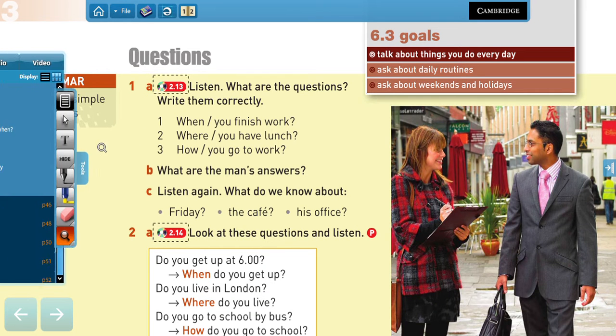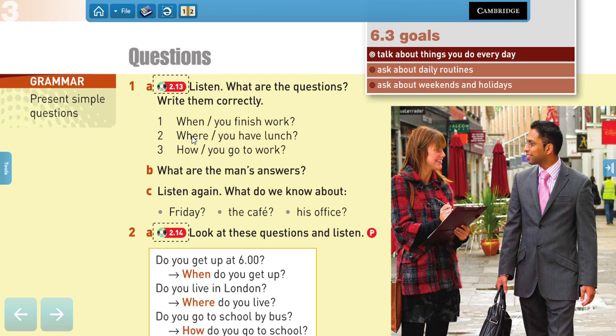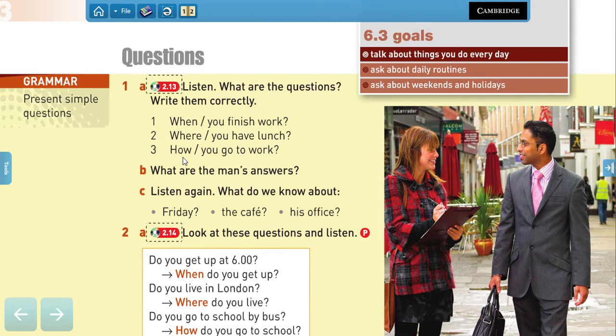So here we have 3 examples of 3 questions that we have to create using the words given. So the first word we have in each case is a question word. When, where, how. We have more examples of question words such as what, why, who, how much, and other examples more, right? But these are the ones that we're going to focus on today. So we're going to listen and you're going to write complete questions, all right?